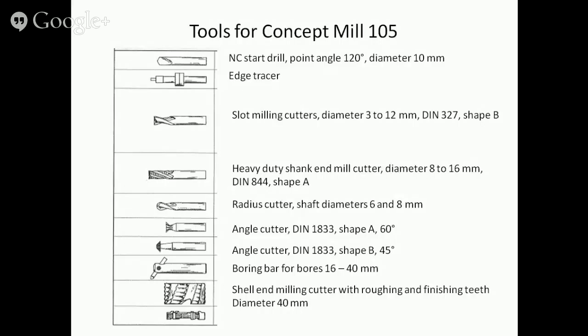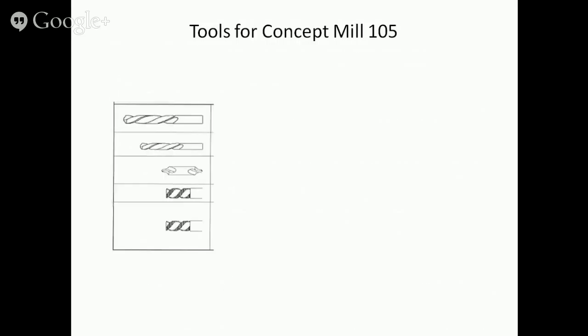This is a shell end milling cutter with combined roughing and finishing teeth. Its diameter is 40 millimeter. This staggered tooth side mill cutter produces slots of 5 millimeter breadth. There are twist drills of several diameters, and the center drill may be used instead of the NC start drills. Taps are used for thread cutting.